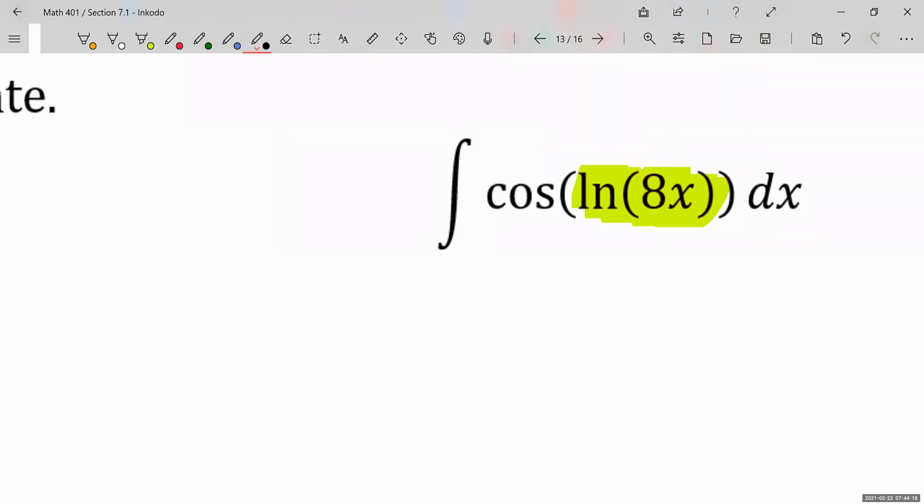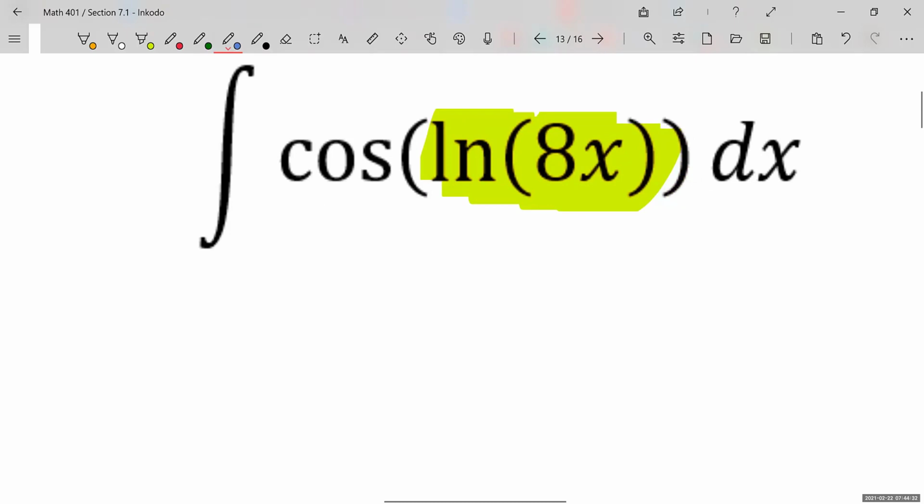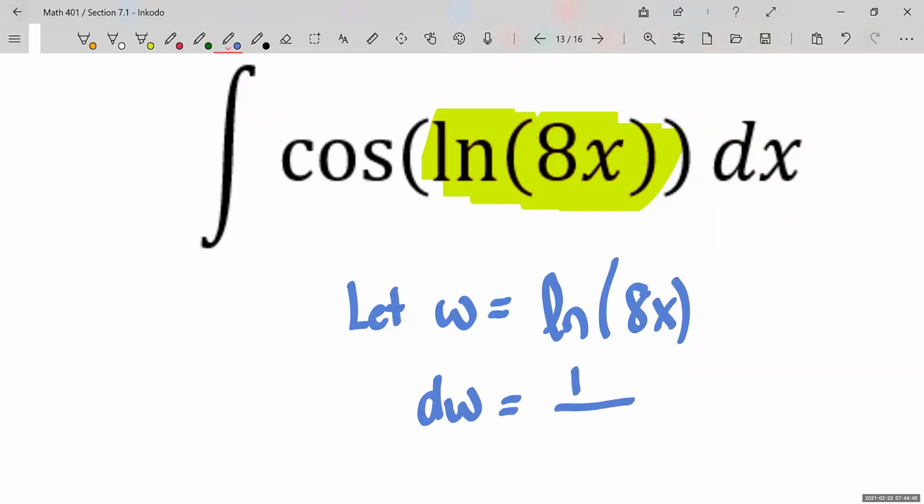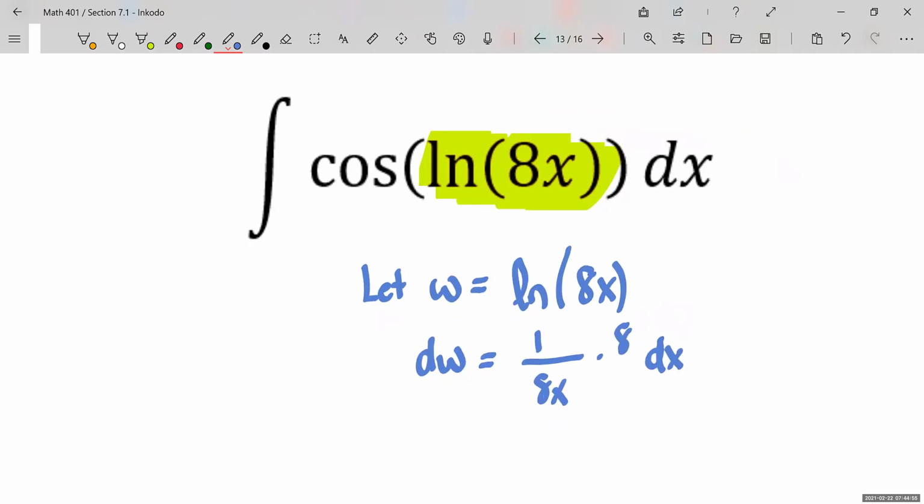I'm not going to call it u. I'm going to call it w, because I know that this is going to end up requiring by parts, and I want to save my letter u for that. So I'm going to let w, or happy face, whatever you want, equal the natural log of 8x. Then dw will be 1 over 8x, but by the chain rule, times 8, and then dx. So the 8's cancel, and it's just 1 over x dx.